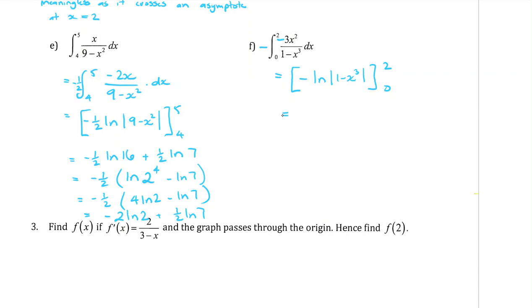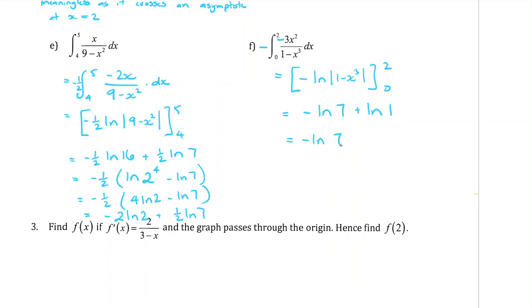All right, sub in, we have negative ln of 1 minus 8, because 2 cubed is 8, is negative 7. Absolute value of negative 7 is 7. Is everyone okay with me doing these bits in my head? Yeah, you know what I'm doing? Good. All right, then minus minus makes a plus. ln of 1 minus 0 is just 1. ln of 1 is nothing, so it's just minus ln of 7.